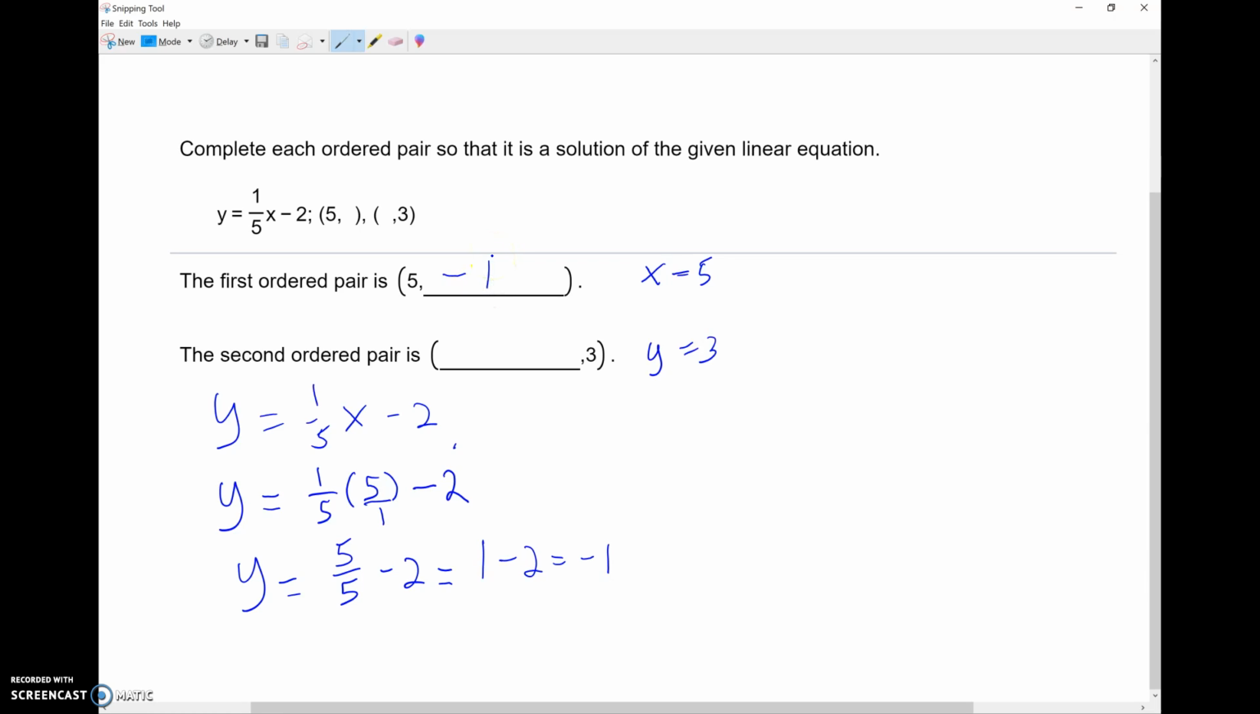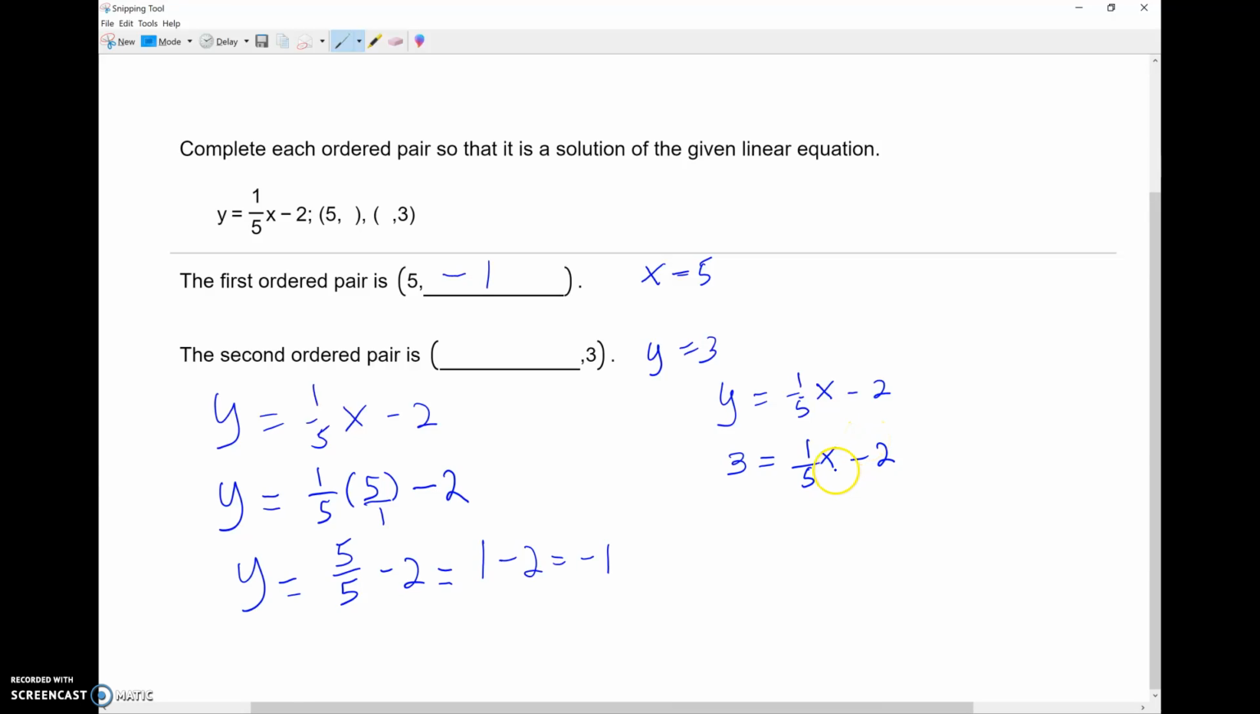The second ordered pair, we have to solve for x since we have y equals 3. So therefore, we have to substitute into the equation the value of y, and we have to solve for x. So the value of y is equal to 3. So we have 3 is equal to 1/5 x minus 2. So in the first ordered pair, we have to substitute x equals 5. In the second ordered pair, we have to substitute y equals 3. So now we have 3 equals 1/5 x minus 2.